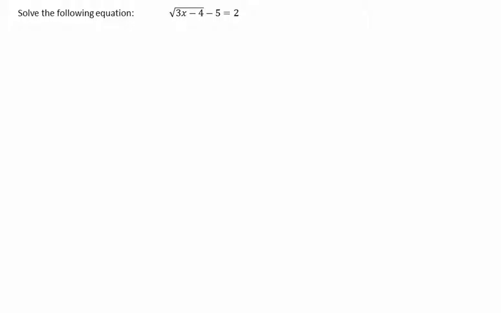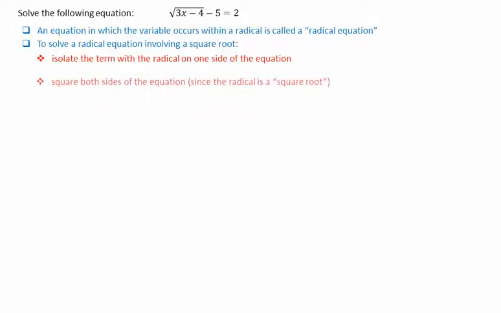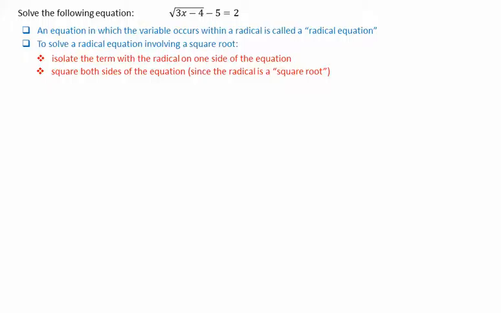Solve the following equation. An equation in which the variable occurs within a radical is called a radical equation. To solve a radical equation involving a square root, first isolate the term with the radical on one side of the equation. Then square both sides of the equation since the radical is a square root. The process of squaring a square root will remove the radical.